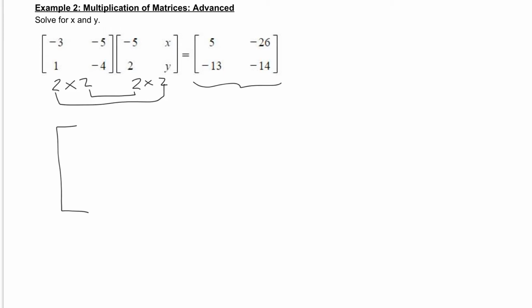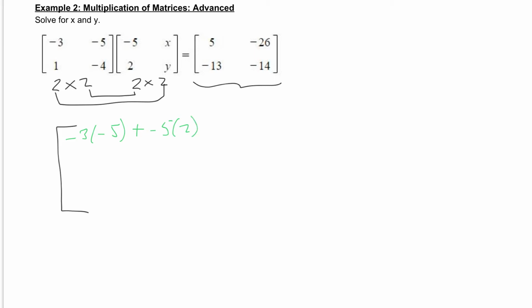So we're taking this row here times this column, and remember we're adding them together. So I'm going to take -3 times -5 plus -5 times 2. So it'll look like this: -3 times -5 plus -5 times 2. And that's my first entry.